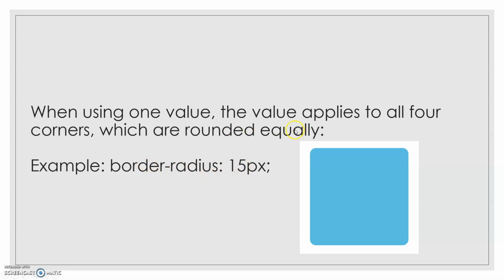When using 1 value, the value applies to all 4 corners, which are rounded equally. So in this example, we've used the 15 pixels right here, and you can see each side of my box here is the same exact roundness as all the other ones.